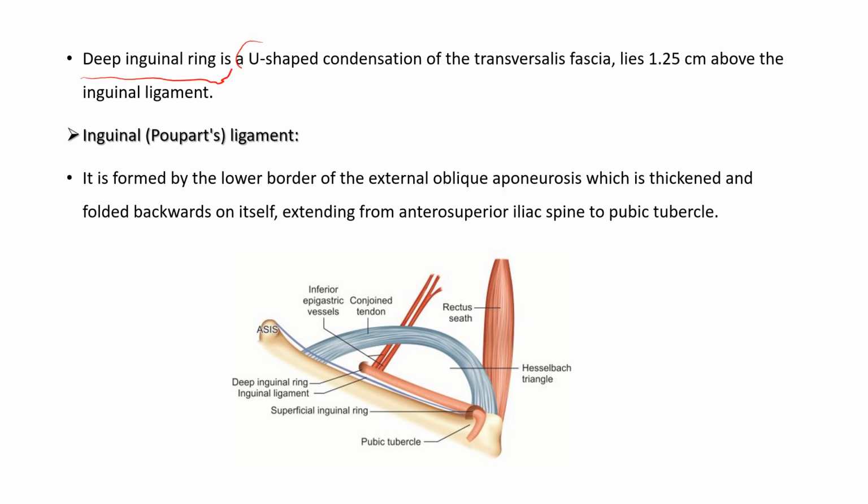The deep inguinal ring is U-shaped. It is a condensation of the transversalis fascia and lies 1.25 cm above the inguinal ligament. The inguinal ligament is formed by the lower border of the external oblique aponeurosis, which is thickened and folded backward on itself, extending from the anterosuperior iliac spine to the pubic tubercle.